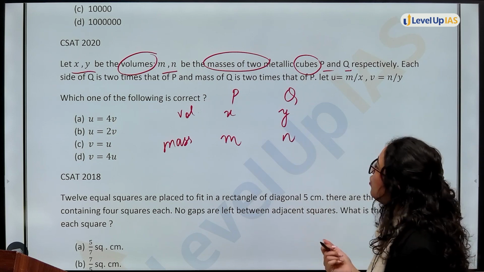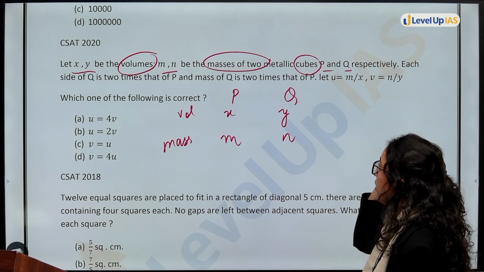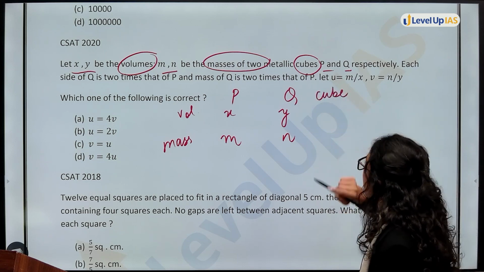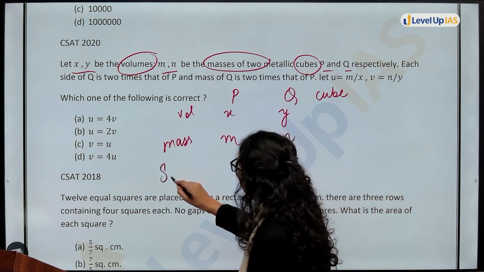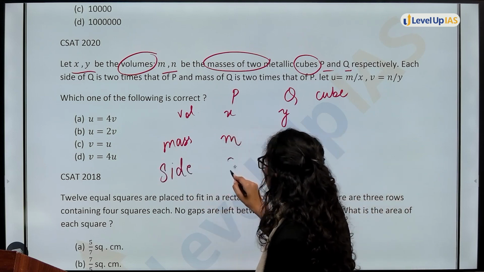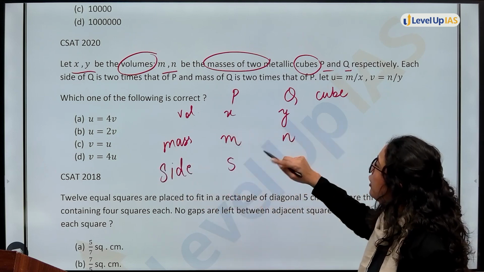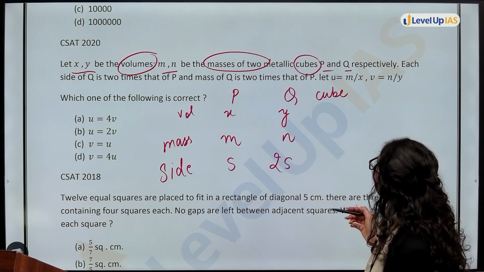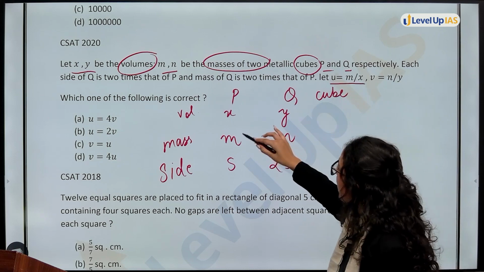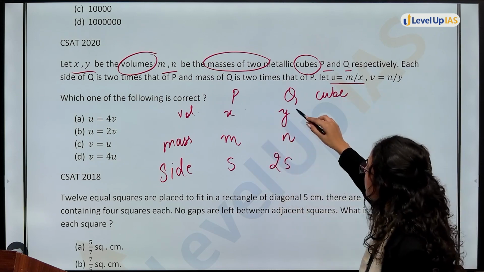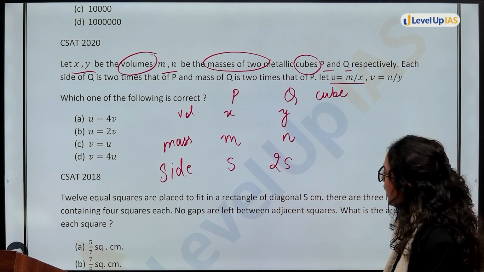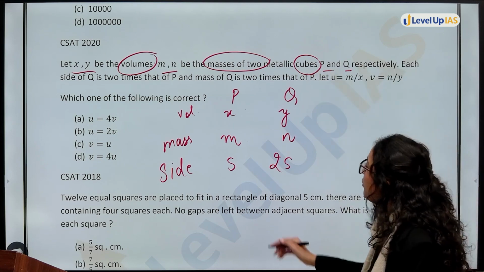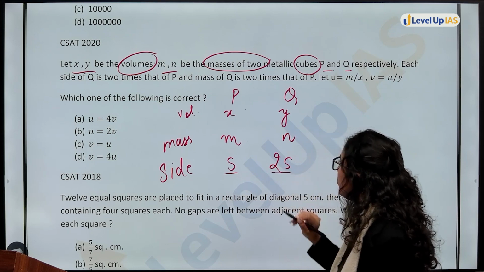Each side of Q is 2 times that of P. So they are cubes, all of these are cubes. Okay? Let side of P be S. Each side of Q is 2 times that of P. Then let U is equal to M by X, V is equal to N by Y. Which of the following is correct? Okay? So you have to make a relation between M by X and N by Y. Before that, I know S and 2S.